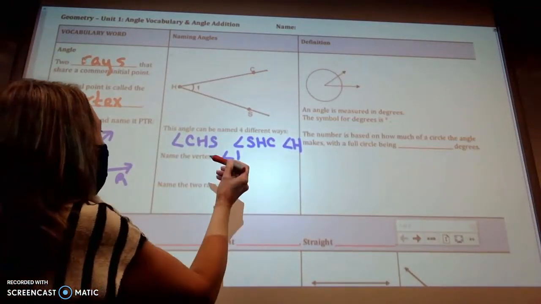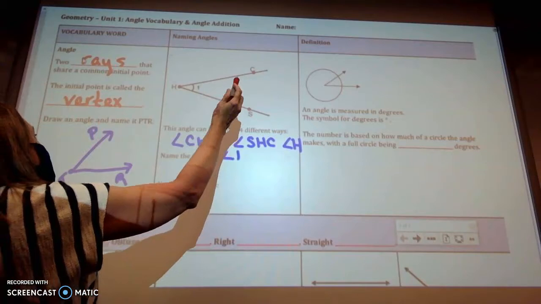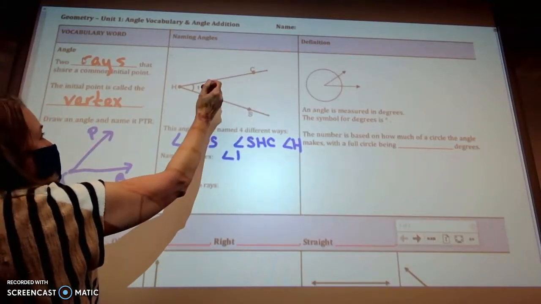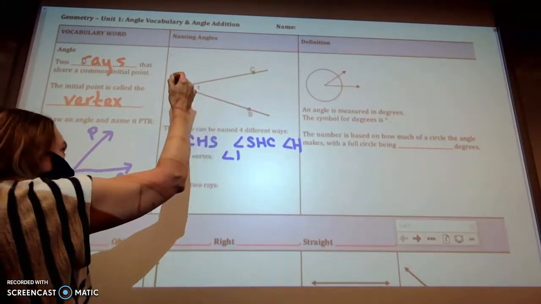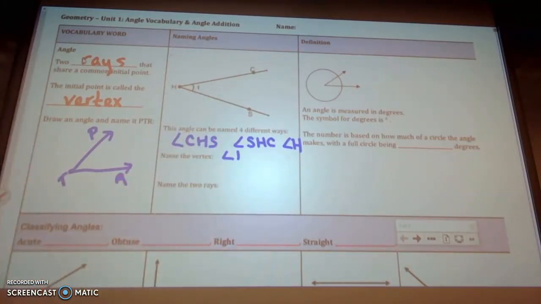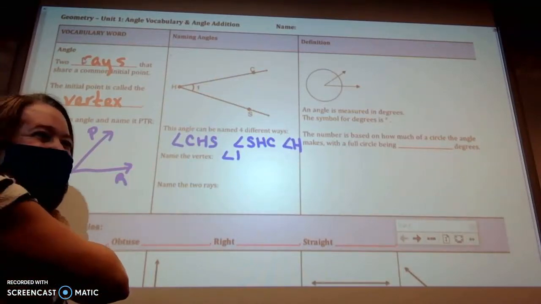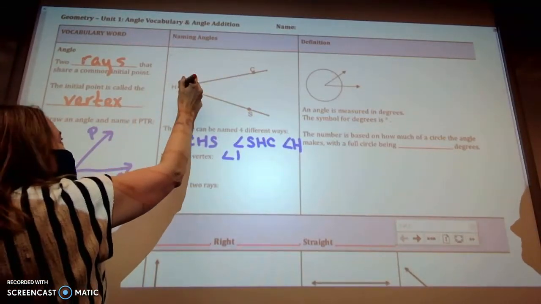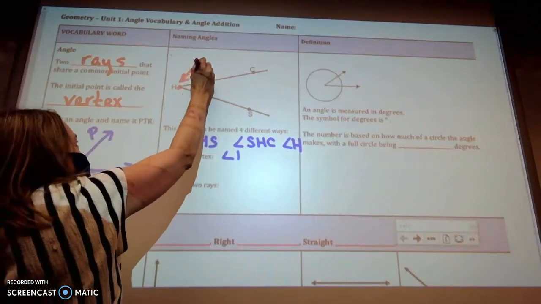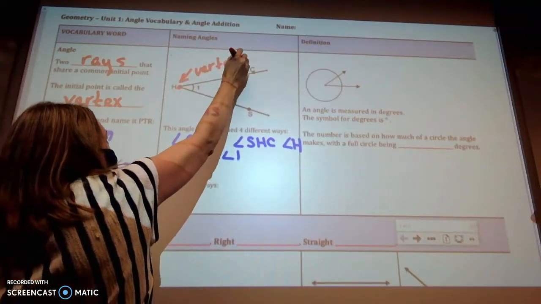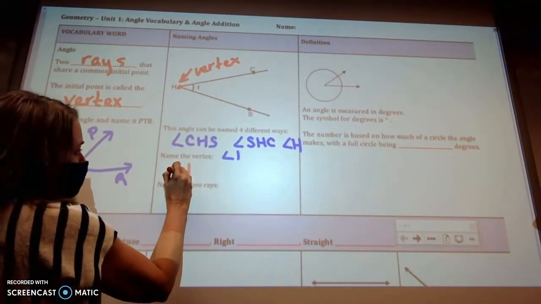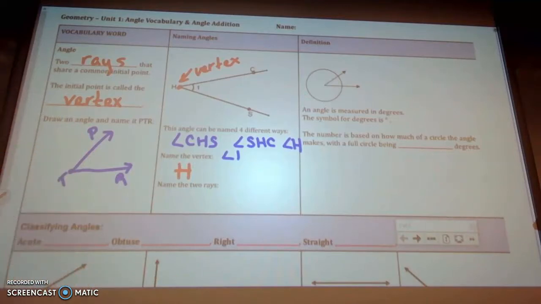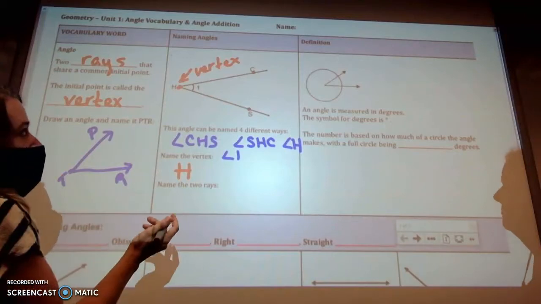Okay. The vertex. Where is the vertex? Is it C? Is it S? Is it 1? Is it H? Where is the point of this? What is the point of this? It is the most important point, so it is in the center. Here it is. Yep. This is the vertex. So in our case, the vertex is H, just H. So all points are capital letters. We knew that from a couple times ago. Yep. Lesson 1. Now we're going to name the 2 rays.